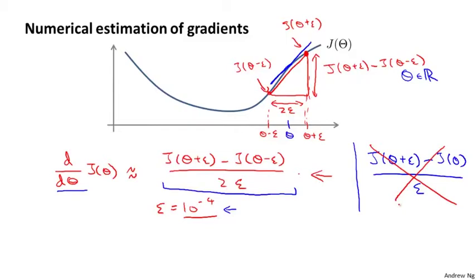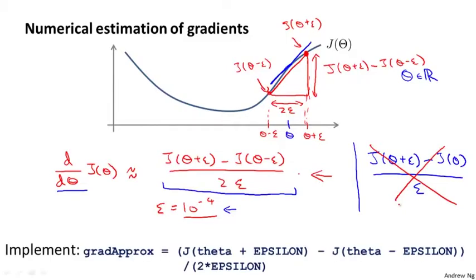So concretely, what you implement in Octave is the following. You implement code to compute gradApprox, which is going to be our approximation to the derivative, as just this formula: J of theta plus epsilon minus J of theta minus epsilon, divided by 2 times epsilon. And this will give you a numerical estimate of the gradient at that point. And in this example, it seems like it's a pretty good estimate.